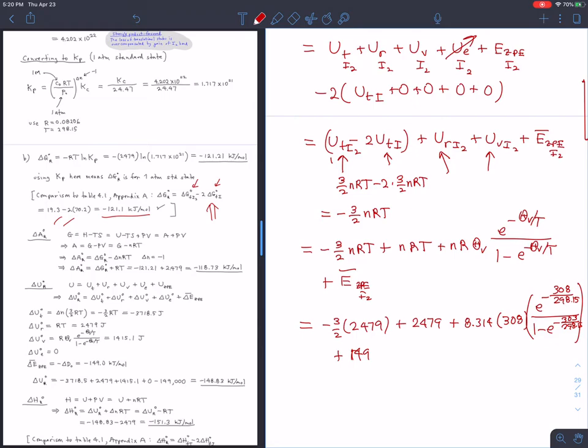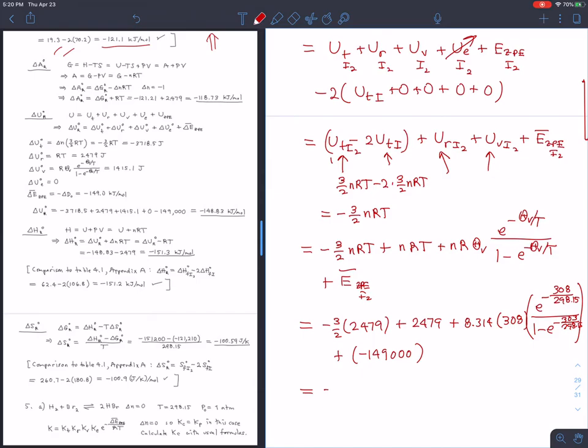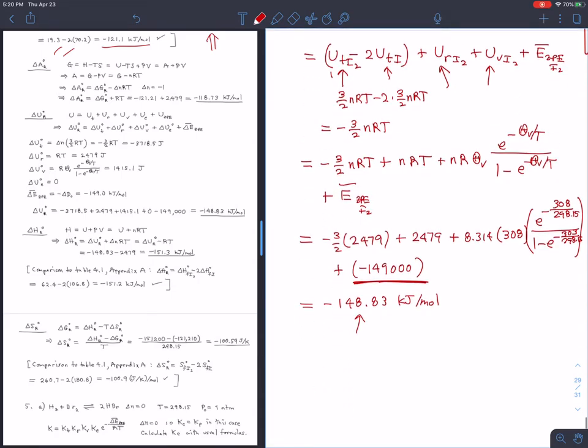149,000. It's minus 149,000, sorry. It's minus the D0 value. So that's minus 149,000. And altogether that gives us, when we add everything all up, minus 148.83 kilojoules per mole. You can see that most of that minus 148 is the ZPE factor here, which we have to keep in this case because we've got more than one chemical species going on. Okay, so that's the delta U. We now have the delta U value.